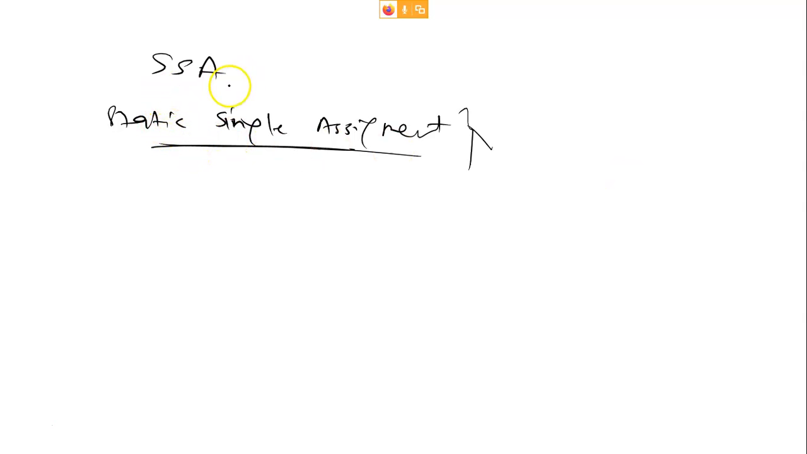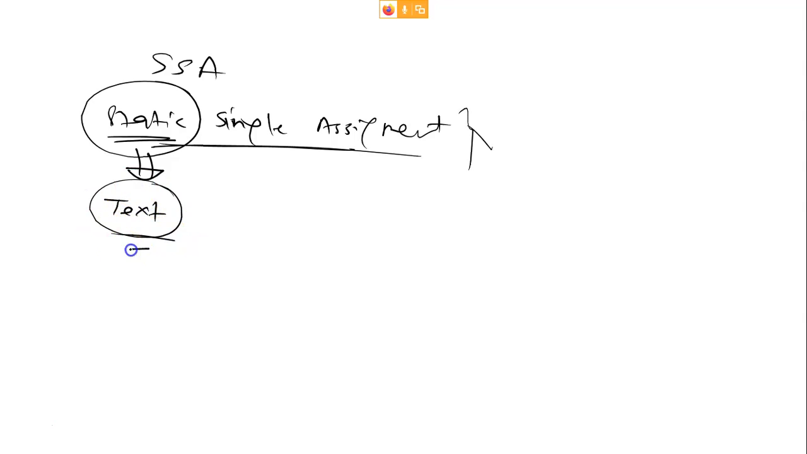So what is this static single assignment? Let's see the name. Static, what is the meaning of static? The meaning of static is that it works on the program, on the text. Remember, it works on the text.